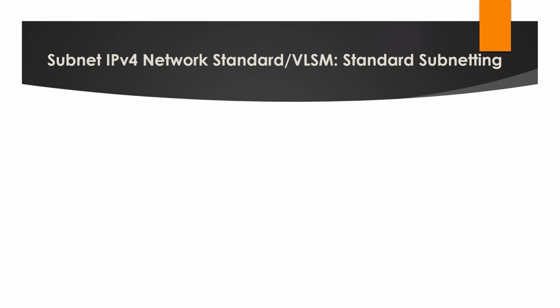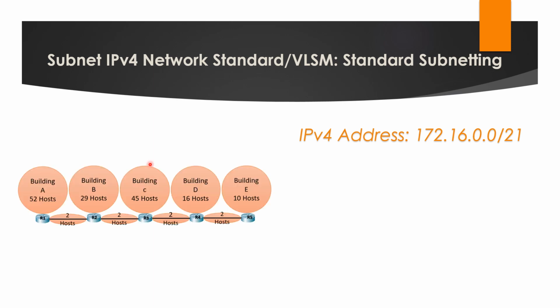So let's go to subnetting, and first we will go with standard or traditional subnetting. For practicing that, let's suppose that we have an IPv4 address provided by the Internet Service Provider as 172.16.0.0/21, and we have a corporate network with 5 branches and 4 side-to-side connections between those branches.